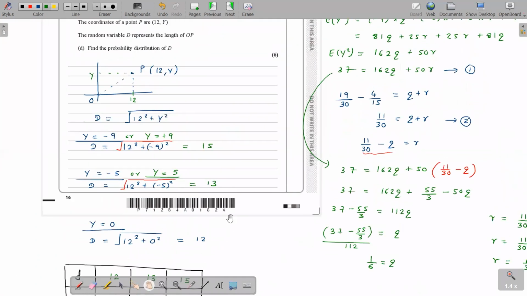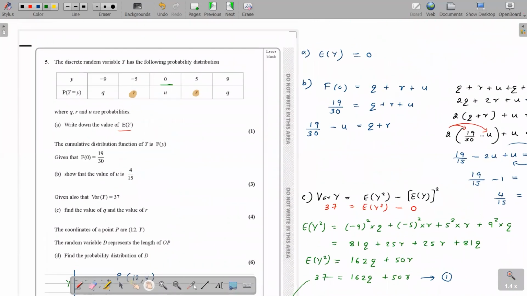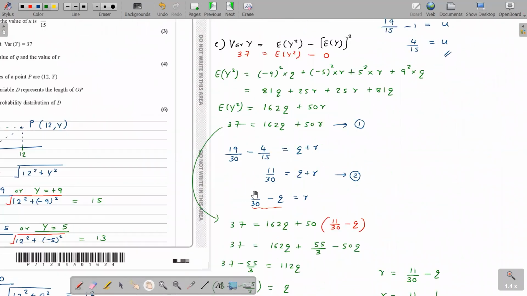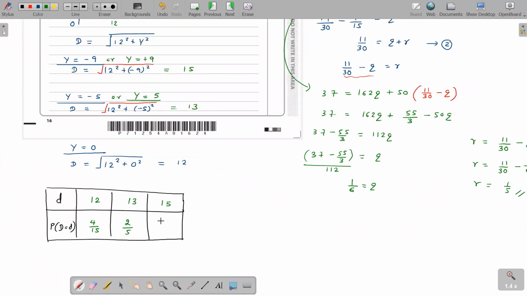And for 15 we get it by using y is minus 9 or plus 9. So y is minus 9 or plus 9. The probability values are q and q for both. So how much is q here? Q is 1 over 6. So add 1 over 6 plus 1 over 6, 2 over 6, which is 1 over 3.